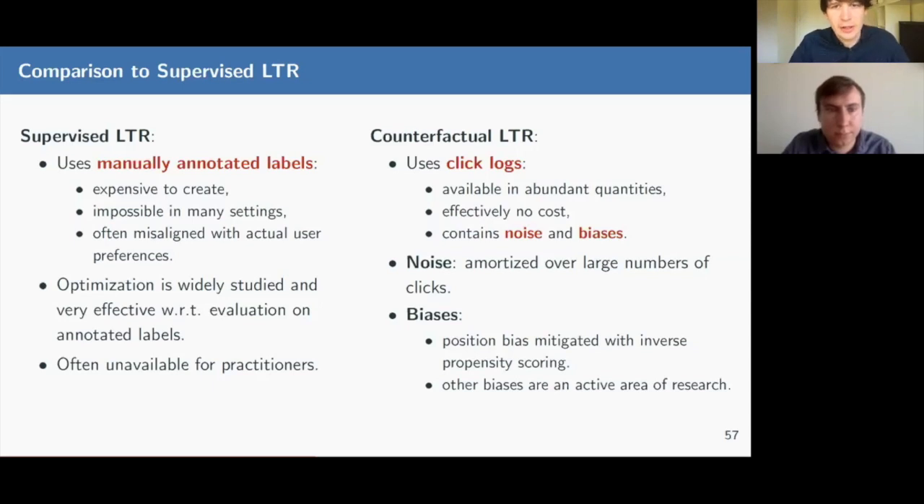In counterfactual learning to rank, we don't have this problem. We use click logs, so there's a large abundance. They're usually very easy to get if you have a search engine. Now, we're academics, so for us it's actually very hard. But for most people in industry who actually have a ranking system, this is really easy to get. And it usually doesn't cost more than what you already have running the system. But, and it's a very big but, you have a lot of noise and biases in this data.